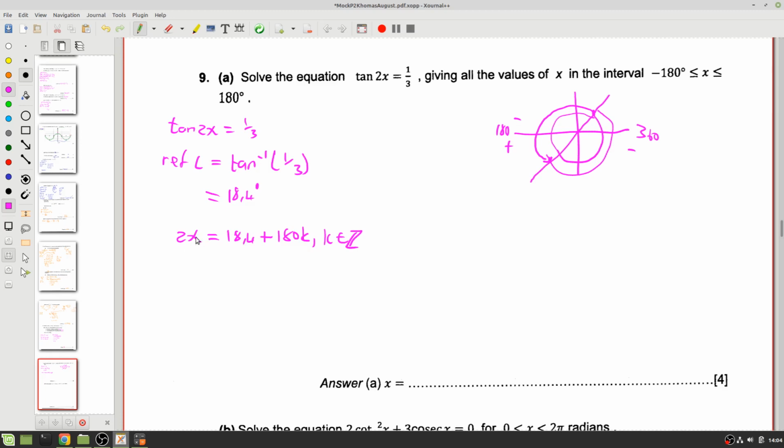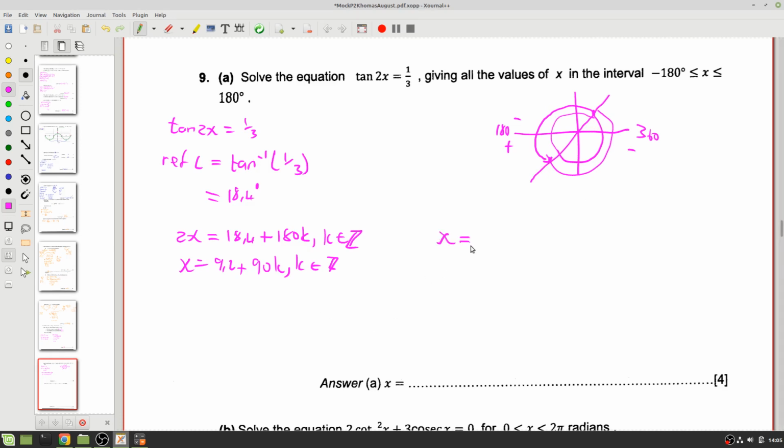And then to get x by itself, which is what we want, we divide everything by 2. So x equals 9.2 plus, and then 180 divided by 2 is 90 times k. And we're still looking for all k values that are integers. So we can do full revolutions, 180 positive in that direction, or negative 180s, as many times as we want. Okay, so let's check which values of x will satisfy this.